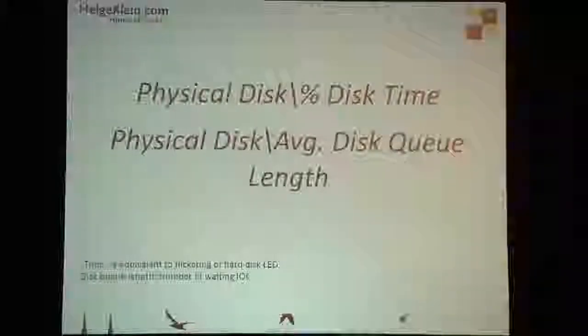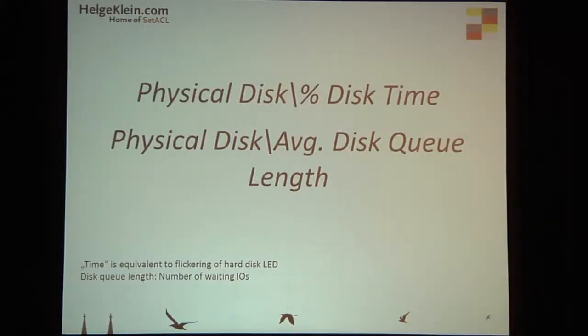And there are two performance counters that are pretty interesting when it comes to determining disk activity. One is percent disk time, which is roughly equivalent to the flickering of a disk LED. So if percent disk time is at 100, the LED wouldn't be flashing, it would be constantly on. If percent disk time is at 50, it would be flickering regularly.